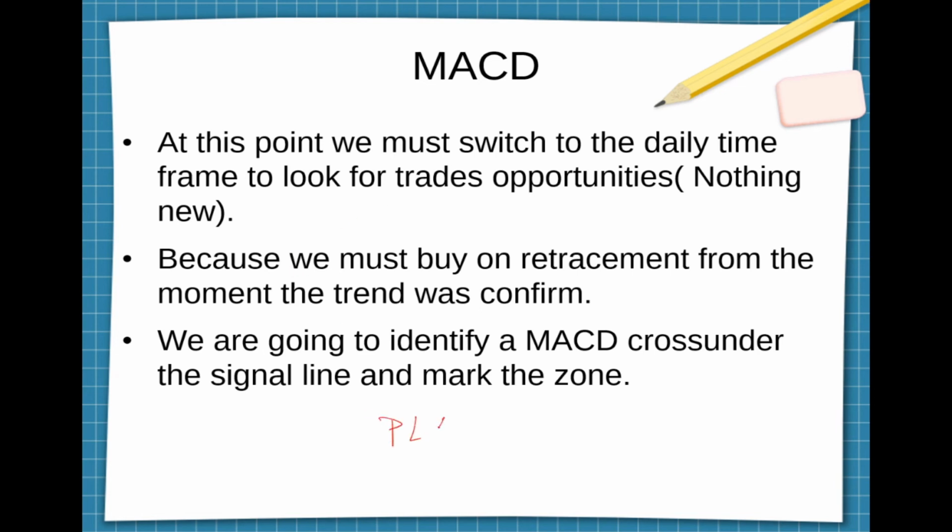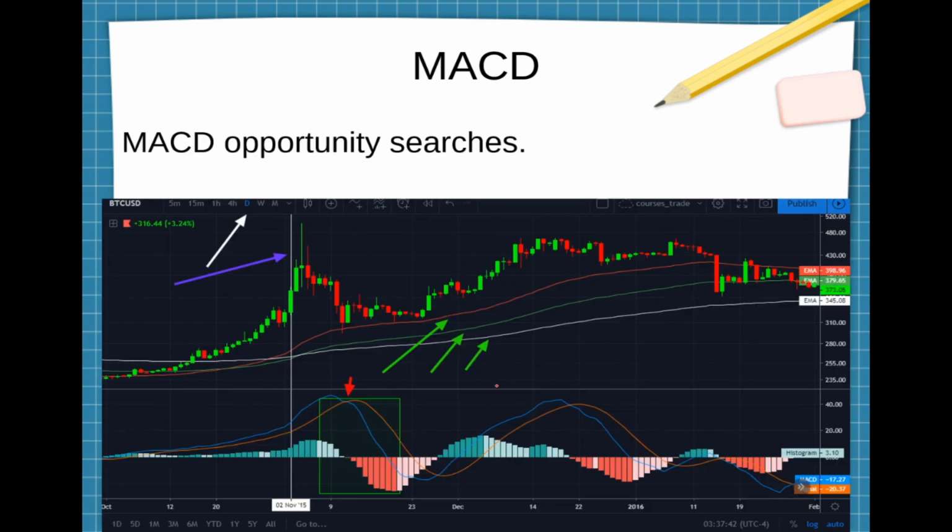Our actions are very planned in the market. We are swingers, remember, so we must buy on retracement. This is important: buy on retracement because this is a bullish market. From the moment the trend was confirmed, we identify a MACD cross under the signal line and mark the zone. So we're in a daily time frame, same situation, same zone. We have a MACD cross under on the daily time frame. We know this can be sideways or an eventual reversal, but the weekly is bullish.